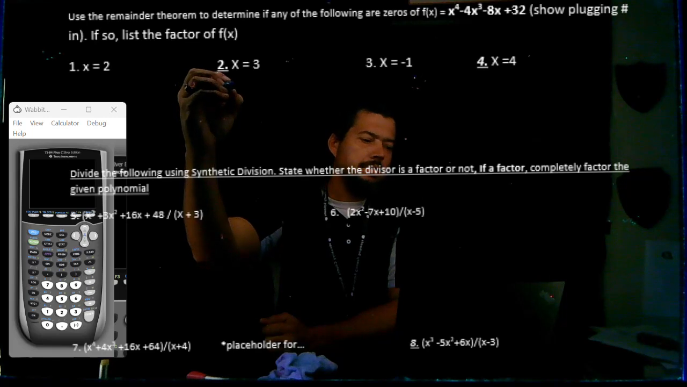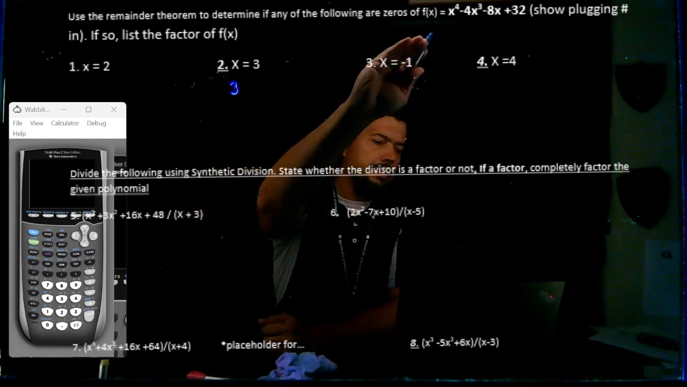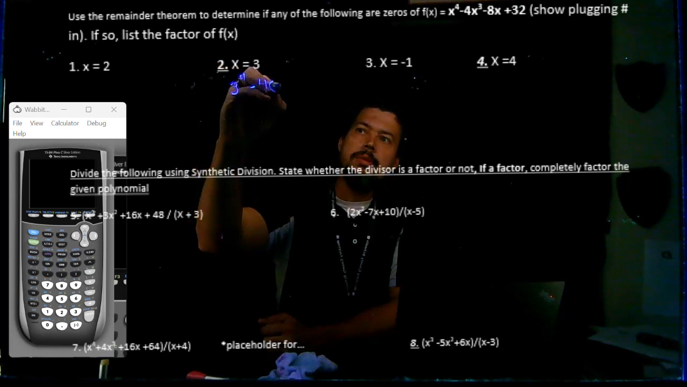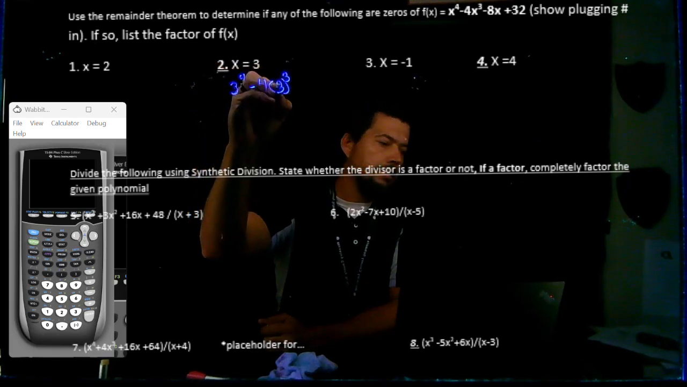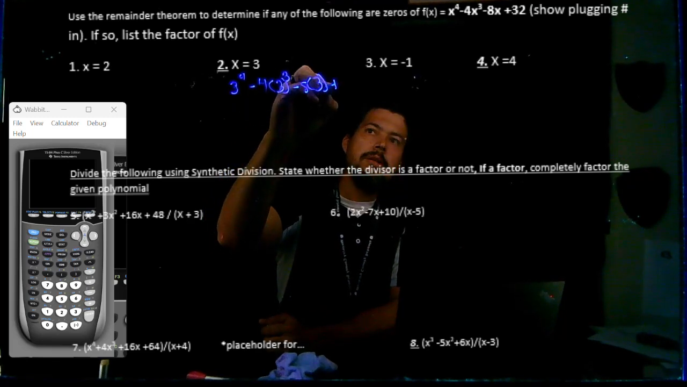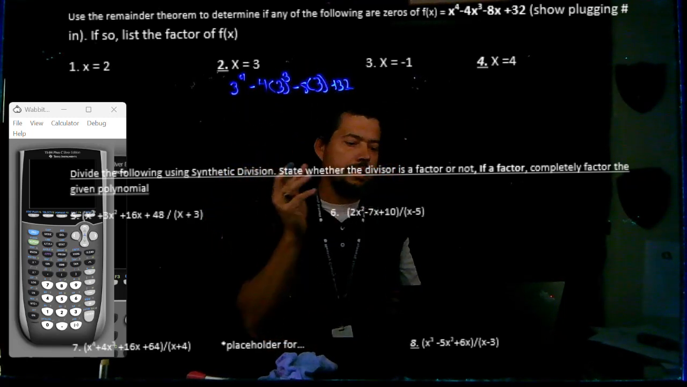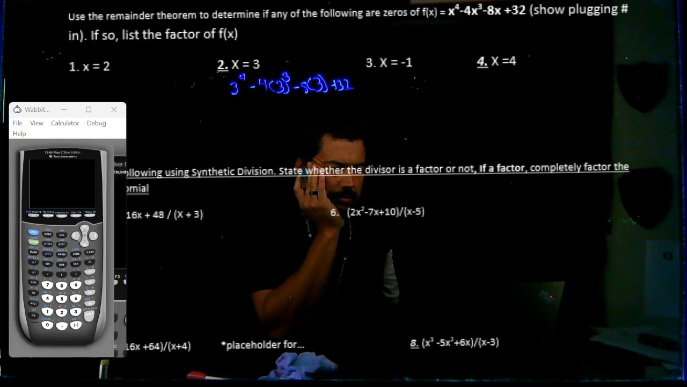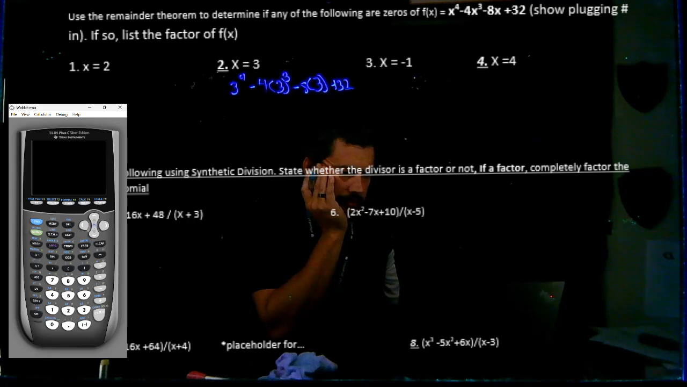I'm going to do x equals 3, and what we're going to do on paper is we're going to say, okay, 3, here's my function, 3 to the 4th minus 4 times 3 cubed, right? Minus 8 times 3 plus 32. Now, I don't exactly expect you guys to do that in your head. It'd be really cool if you did. This is what I expect you to do. I expect you to plug a 3 in.